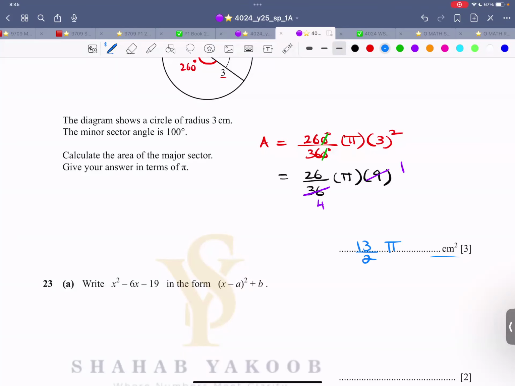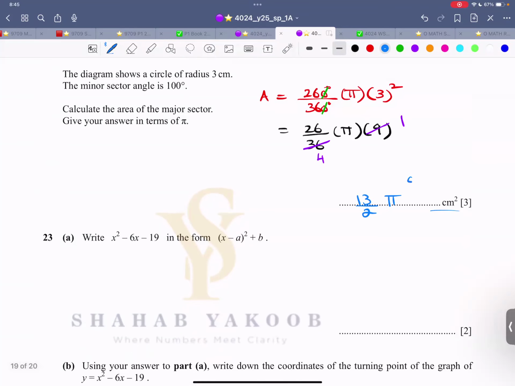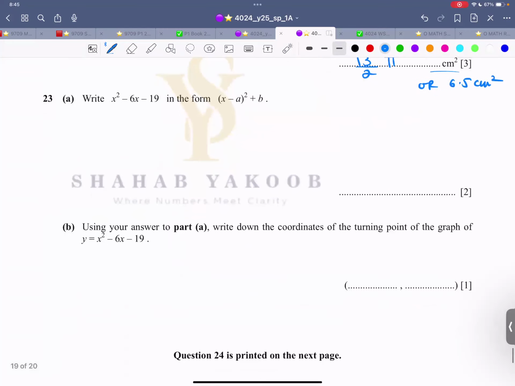Leave your answer as it is. If you want to further simplify, you can write this thing as 6.5 pi centimeter square. You can also write this thing as 6.5 pi centimeter square. So all of these are good forms.